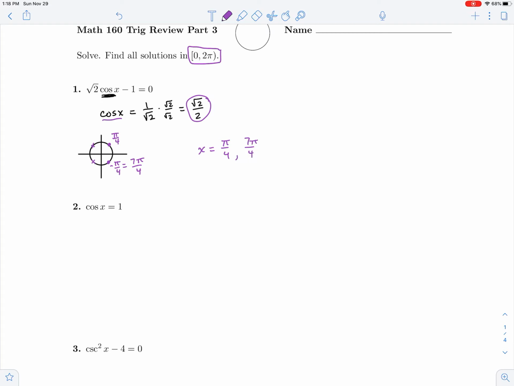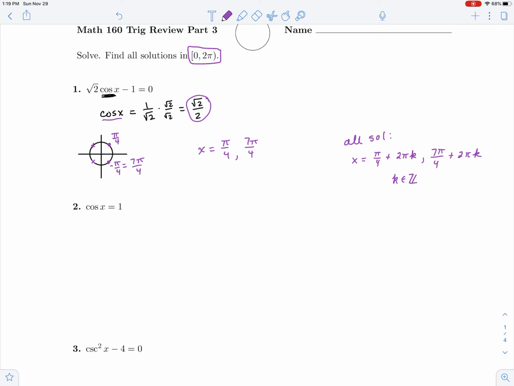I'm not going to worry about writing all the solutions, but it is something that you should know. All solutions would be written out as x equals, say, pi over 4 plus 2 pi k and 7 pi over 4 plus 2 pi k, with k an integer.